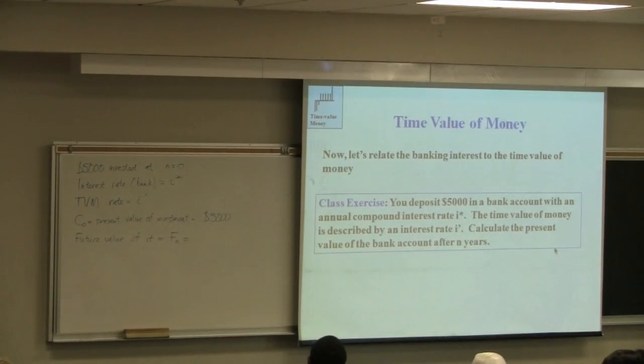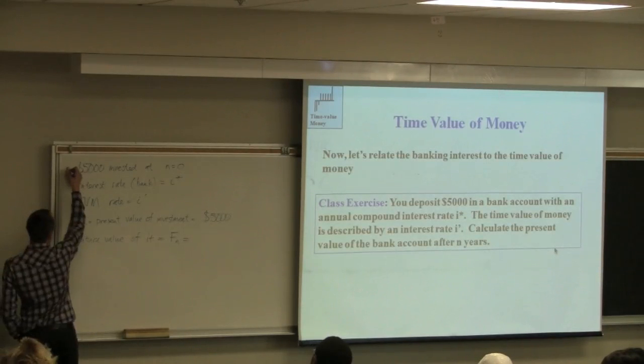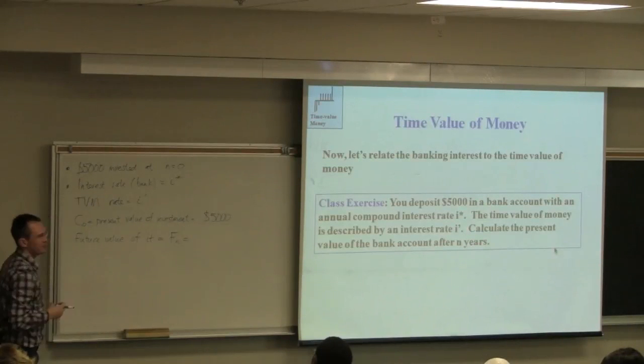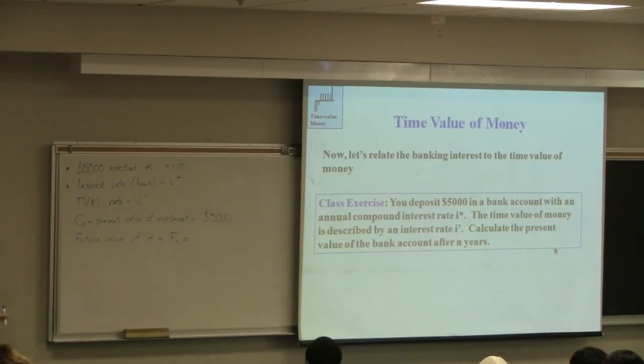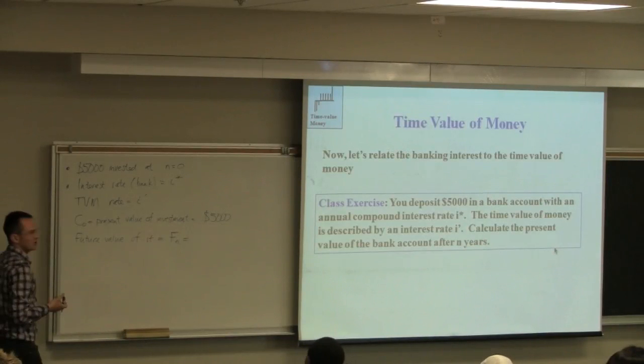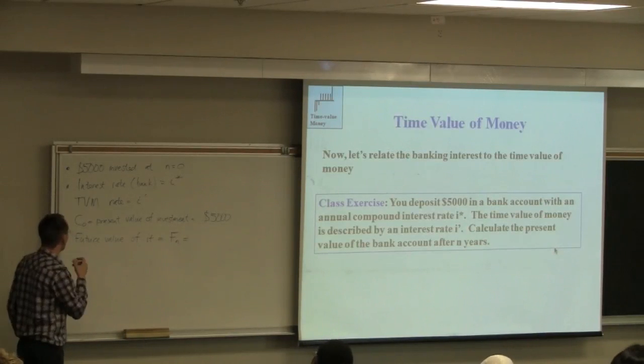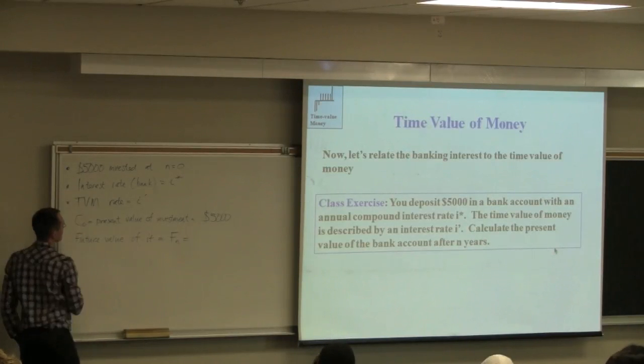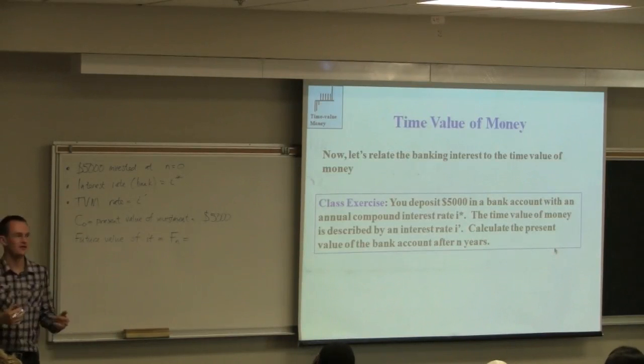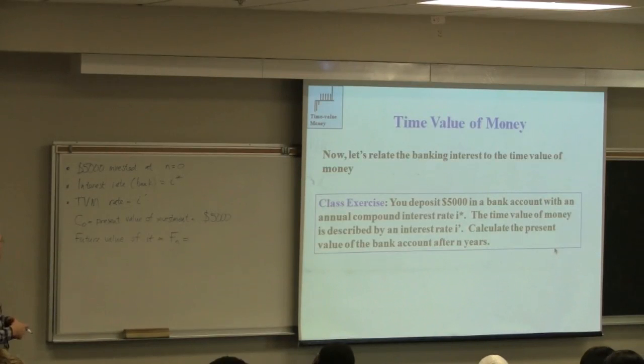For these sorts of questions in the tutorials and exams, feel free just to do bullet points. There's no need to write a paragraph. So we're given that we've invested $5,000 at time zero, period zero. Then the bank is paying us an interest rate I star, and the time value of money rate, the rate at which we're discounting, is I dash.